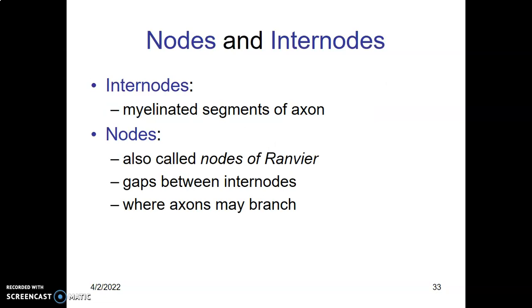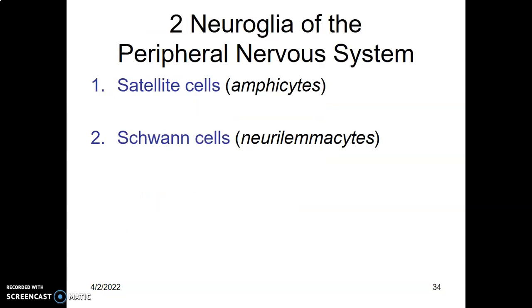So the axon usually has nodes and internodes, okay? The internodes are actually the myelinated portions of the axons. And this myelinated axon is usually interrupted, and the interrupted areas are what we call the nodes of Ranvier. So there are gaps. The axon is myelinated, but the myelination is interrupted. The areas with no myelin are called the nodes of Ranvier, and these are gaps between the internodes where axons may branch.